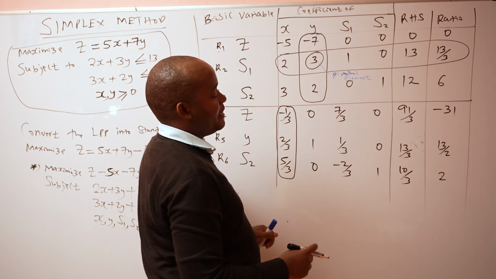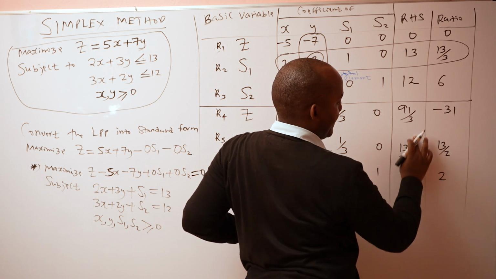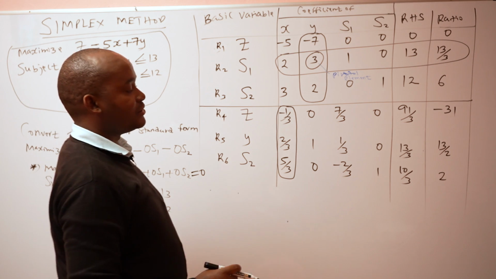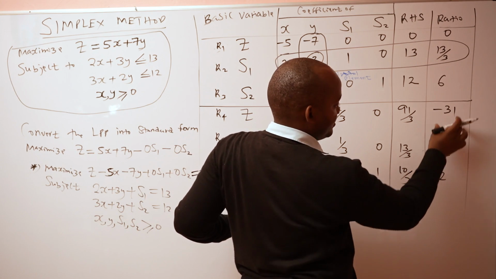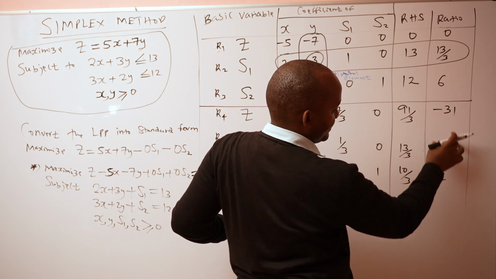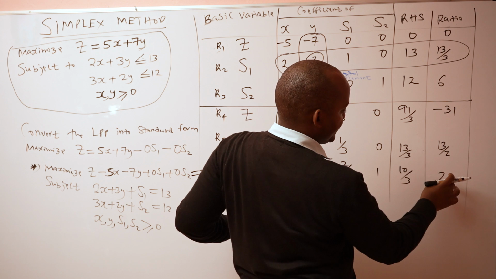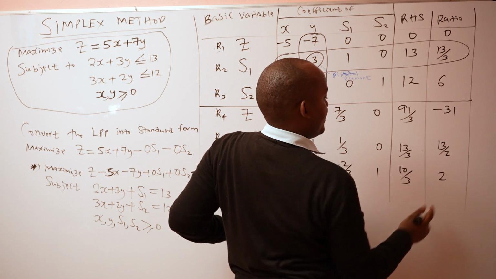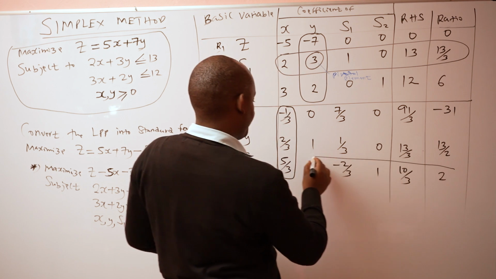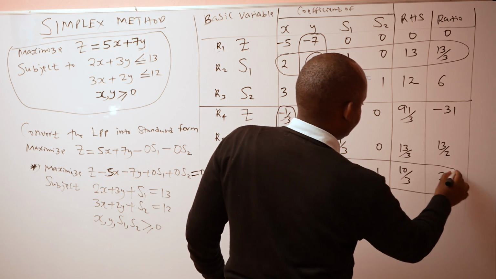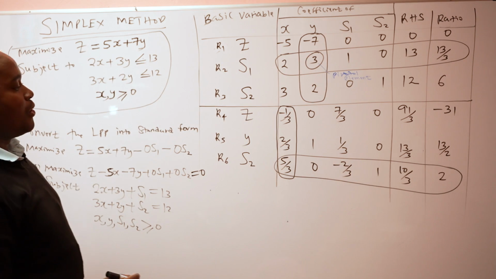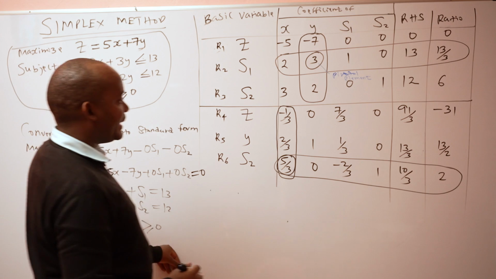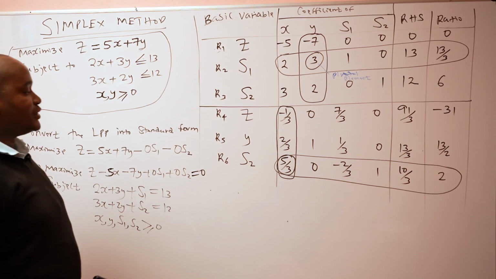Next, you look at the least positive ratio which is greater than 0. We do not consider this one because it is negative, so you just consider these two. Is 13 over 2 greater than this? You notice that 2 is the minimum ratio here. So that will be the pivotal row. Once again, this will be the pivotal element.